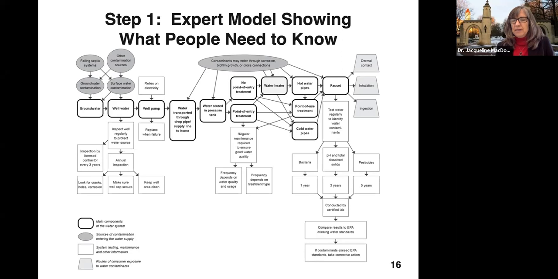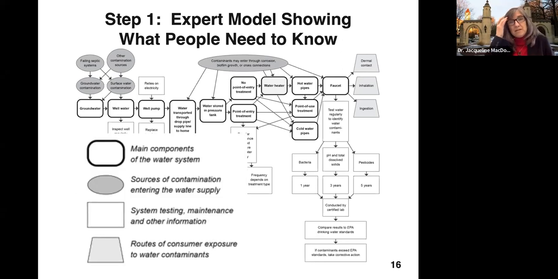So I don't really need to go too much into the details, but this is based on interviews with private well experts. And there's different node shapes and outlines that just indicate that there's 4 categories of information that this mental map represents.